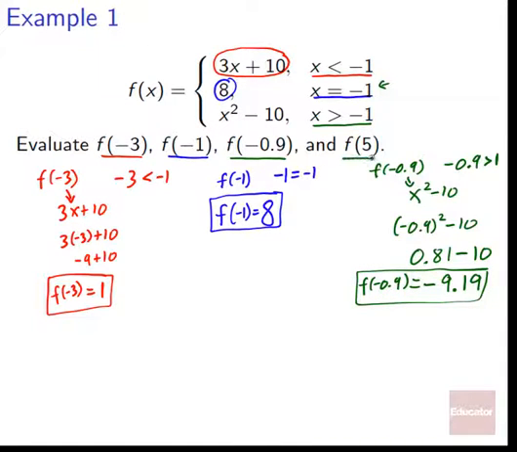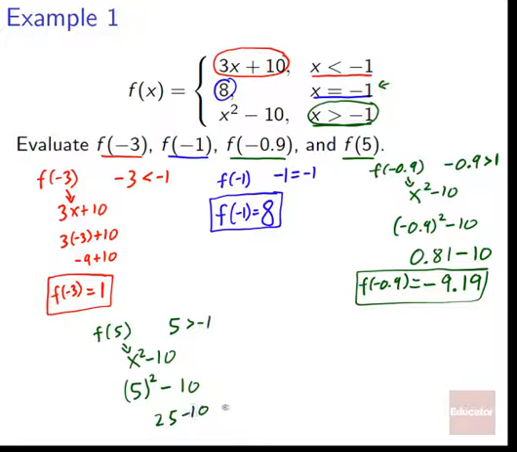Finally, one more example, f of 5. Which category does this belong to? Pretty clearly it belongs to x is greater than negative 1. So 5 is greater than negative 1, so we use the x squared minus 10 rule. Once again, use that process. Plug in the 5. 5 squared minus 10. 25 minus 10 is 15. So f of 5 equals 15. And there we are. And that's how you evaluate a piecewise function.